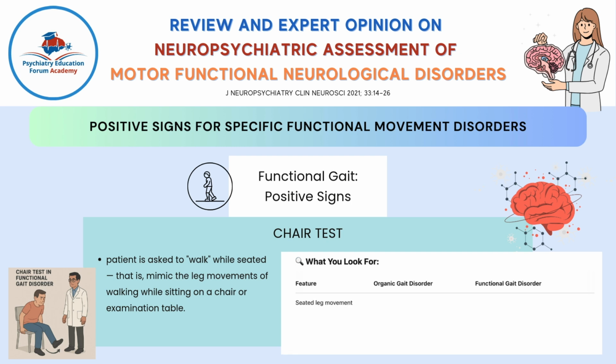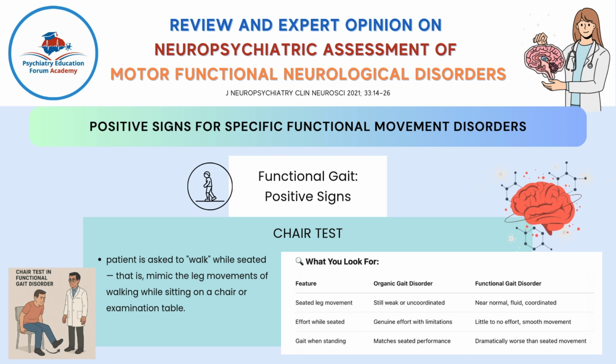First, you look at their leg movements while seated. Patients with organic gait disorder will still have weakness or uncoordination, but with functional gait disorder, it may appear almost near normal, very coordinated or fluid. And while they are making the effort of mimicking walking while seated, organic gait disorder will have genuine effort, but because it's organic, there will be limitations seen. But in functional gait disorder, the effort is little or none, and movements will mostly be very smooth. And then you also observe their gait when standing. After they have done the test, in organic gait disorder it matches the seated performance, but it will be worse than the seated movement in functional gait disorder.